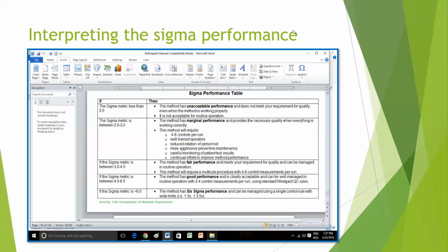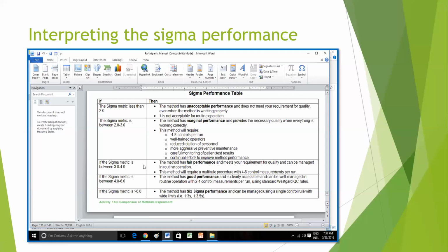Typically, this will need 4 to 8 controls per run, well-trained operators. Don't keep rotating people. Manpower which is more stable, more aggressive PMs, careful monitoring of patient test results, and continual efforts to improve the method performance. If the metric is between 3 and 4, your method has got fair performance and it meets your requirement for quality and can be managed in routine operations. This will probably require a multi-rule procedure. We're talking about the Westgard rules or the statistical process rules with 4 to 6 control measurements per run.